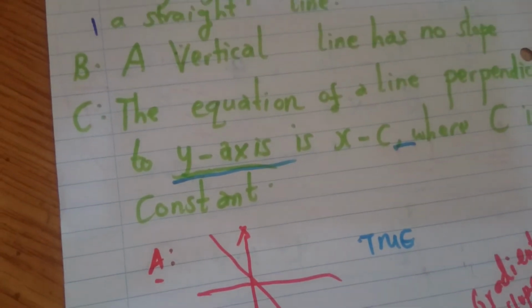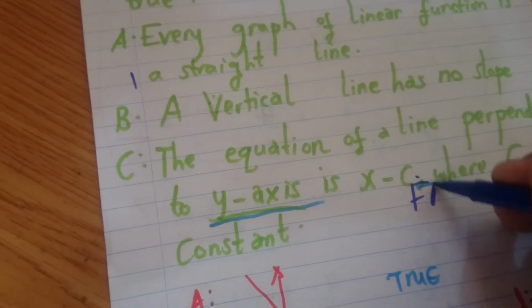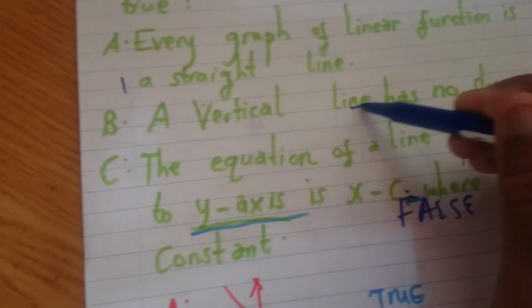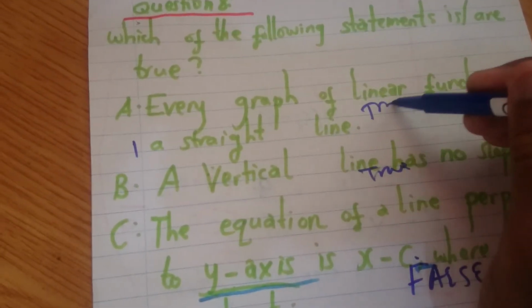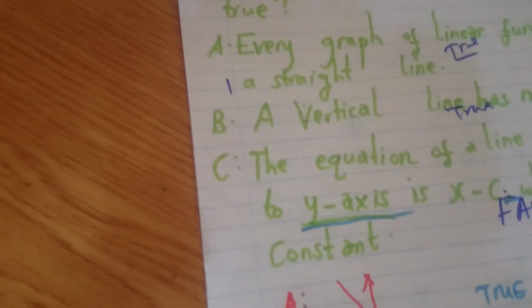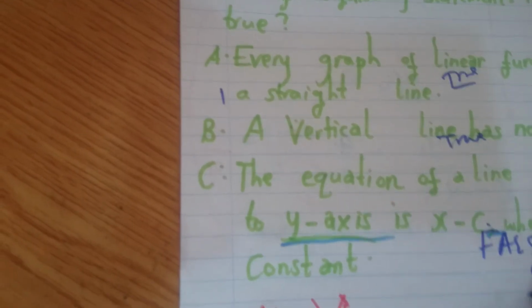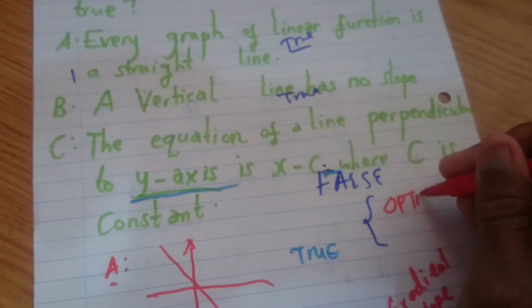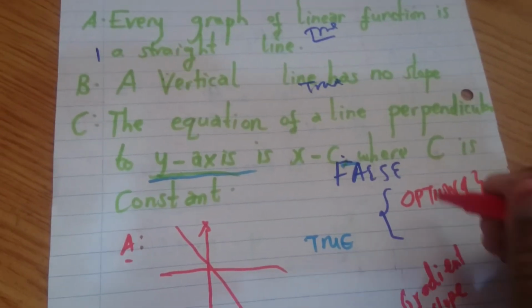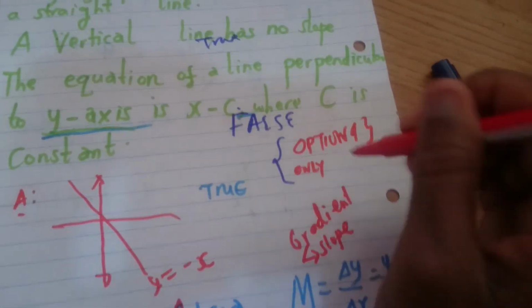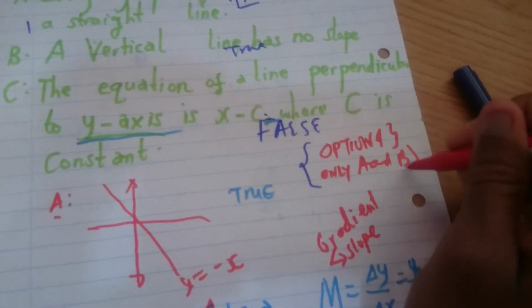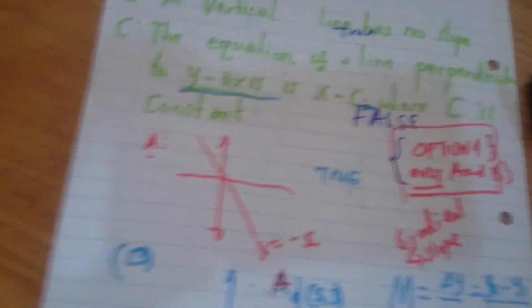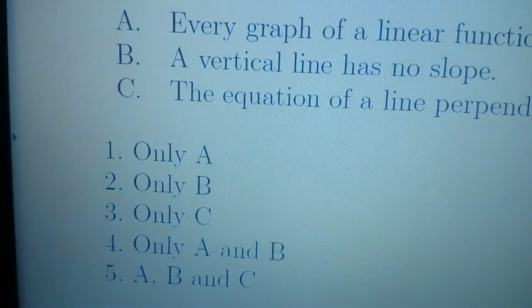So only A and B are true. This one is false, and this one is true. So now we go to the options. Option 4 is A and B. There are a lot of option 4s here. Only A and B. So that's the answer: only A and B, option 4.